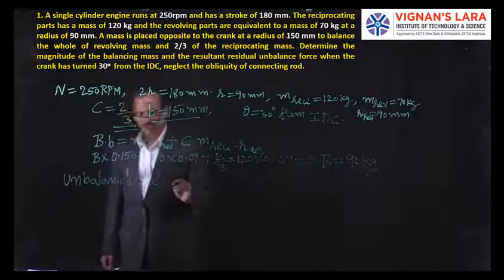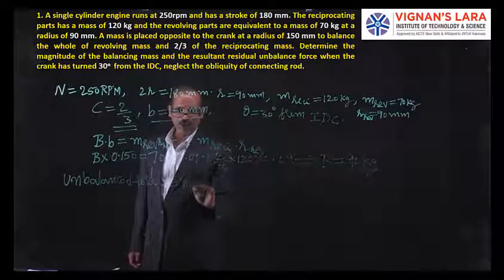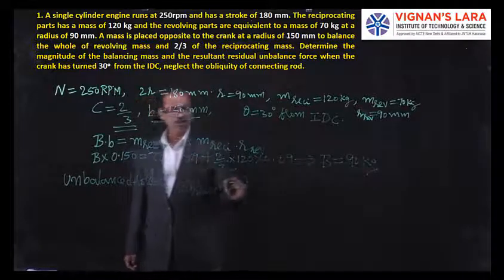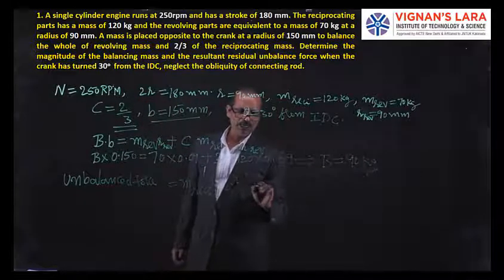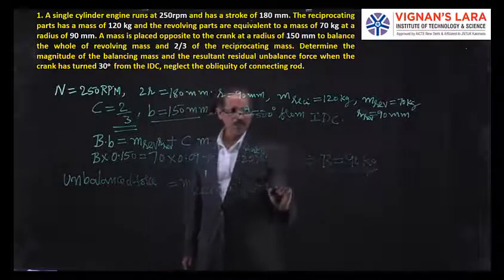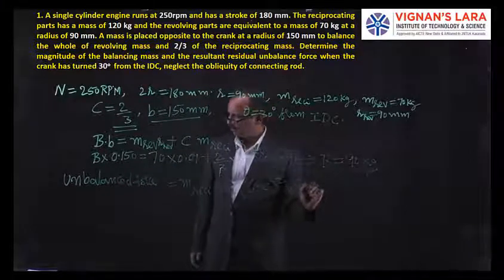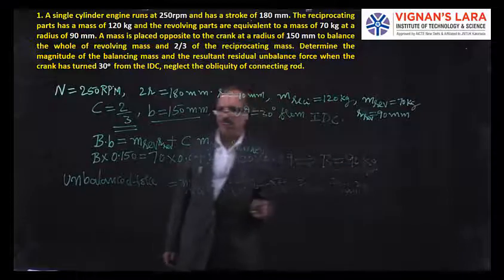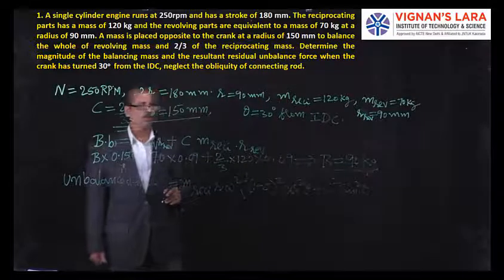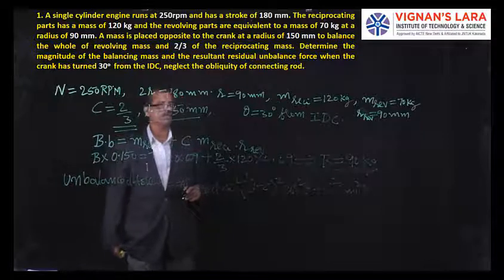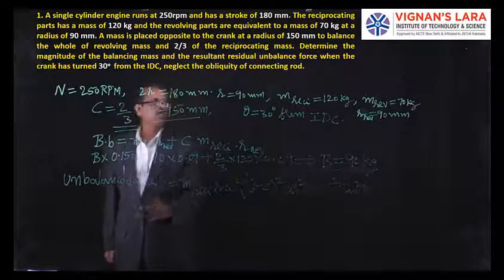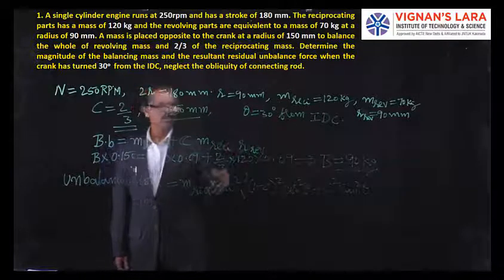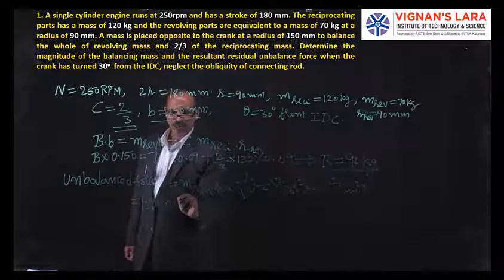Okay, unbalanced force is equal to, we have derived already this equation, m reciprocating r omega square into root over 1 minus c whole square cos square theta plus c square sin square theta. This we derived in the last lecture. So the unbalanced force, m reciprocating r omega square into root over 1 minus c whole square cos square theta plus c square sin square theta. So what is the m reciprocating? 120. And what is the radius? Revolving, that is 90 mm, that is 0.09.